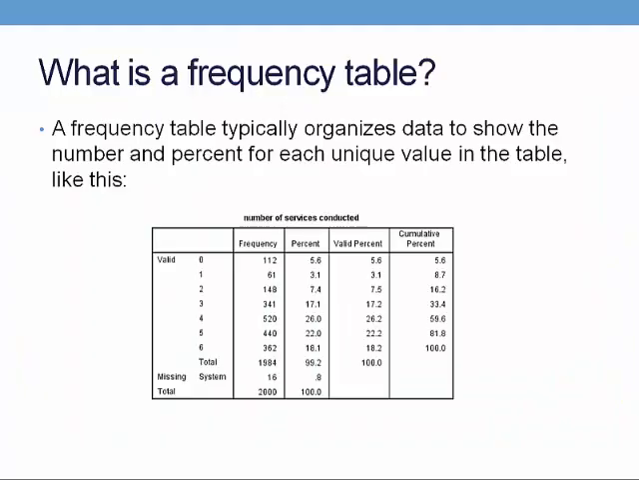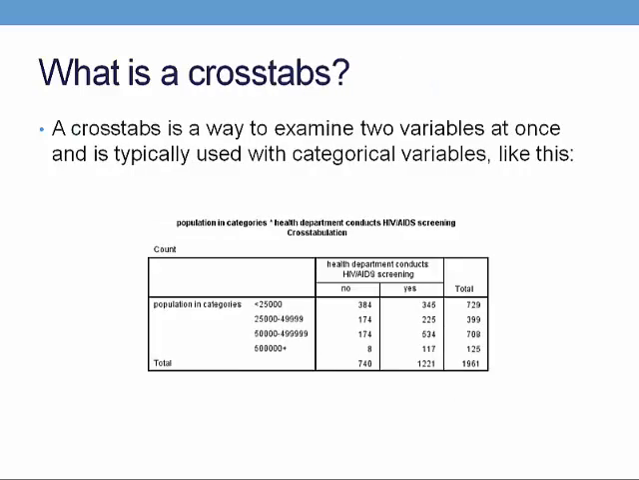Okay, another type of table that we can do if we want to look at more than one variable at a time is a crosstabs. Crosstabs is a way to examine 2 variables at once, and it's typically used with categorical variables, mostly nominal and ordinal variables that have fewer categories. If it's got many categories, like with the state variable, this is going to make a huge unwieldy table that's difficult to interpret. So stick with the categorical variables that have fewer categories when you're conducting crosstabs.